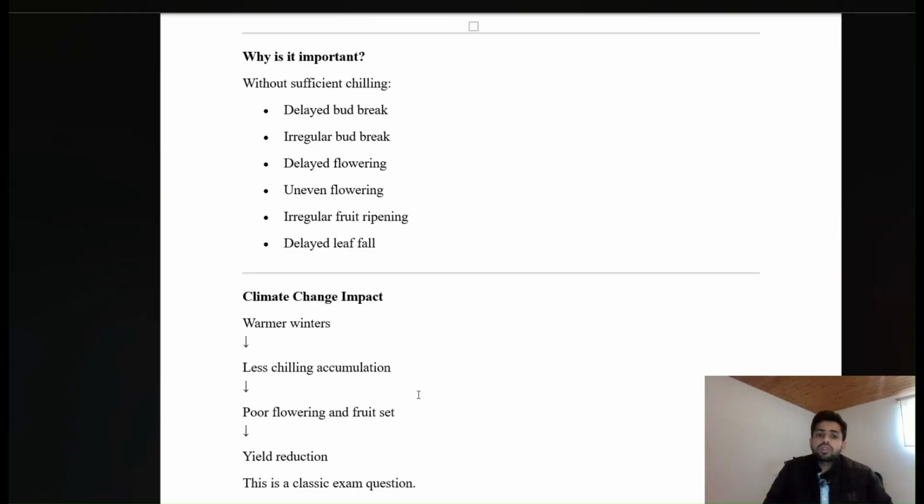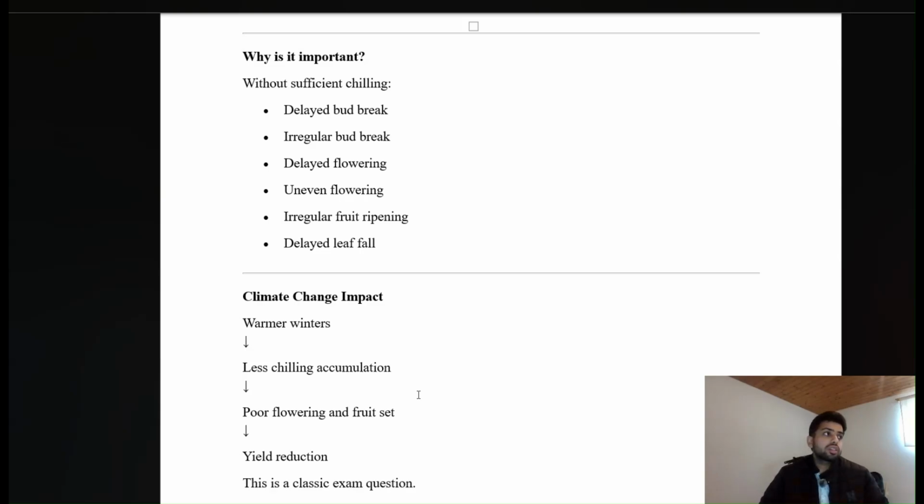It is important because without sufficient chilling, the bud break will be delayed. Irregular bud break, delayed flowering, uneven flowering, irregular fruit ripening, delayed leaf fall. You can write all this on your own also, because you just need to know that if the plant needs this many hours of chilling and is not getting it, what the consequences can be. The consequences will be delayed bud break, irregular flowering, fruit ripening problems, and delayed leaf fall. So these are the problems.